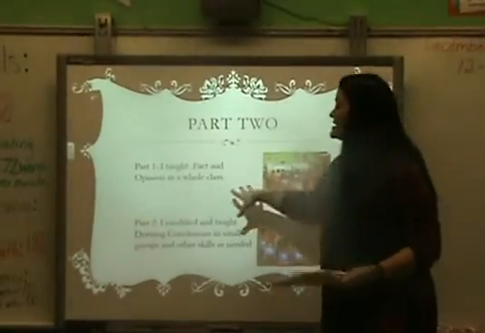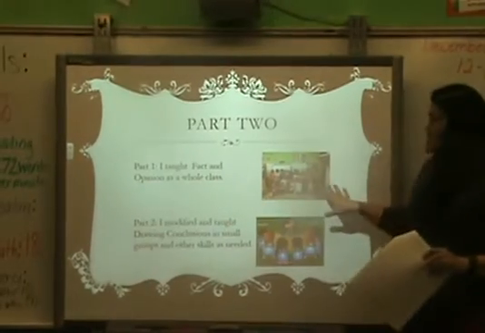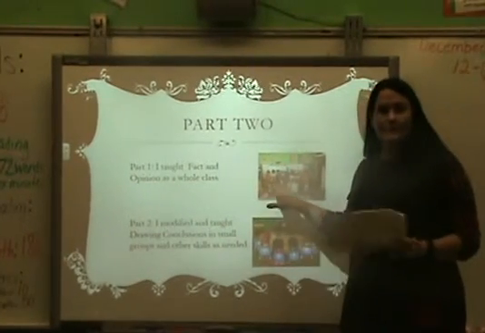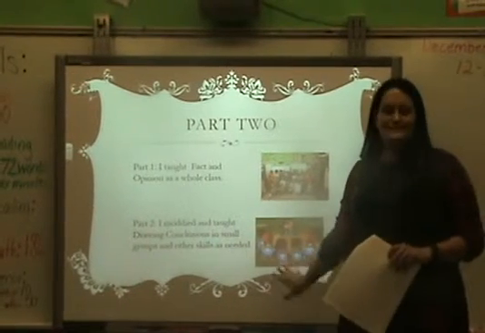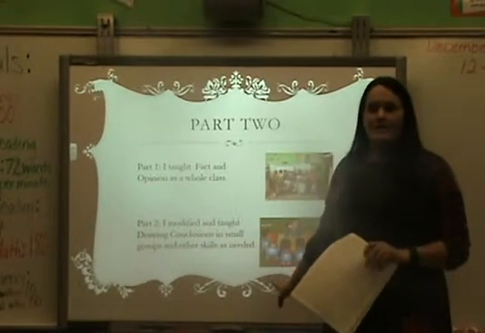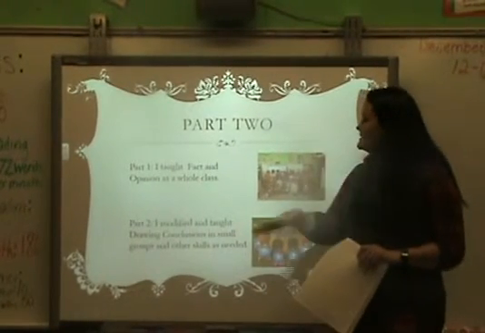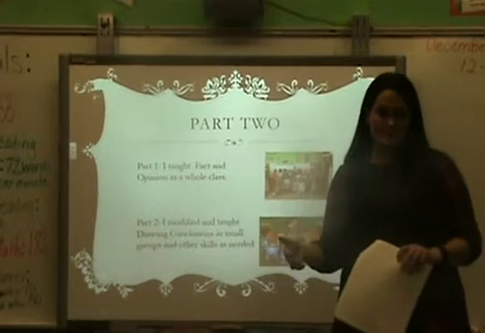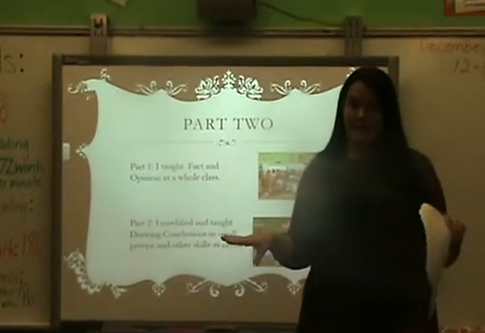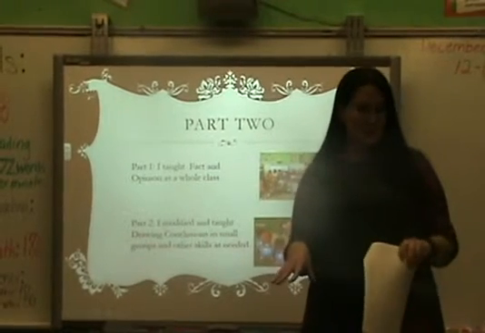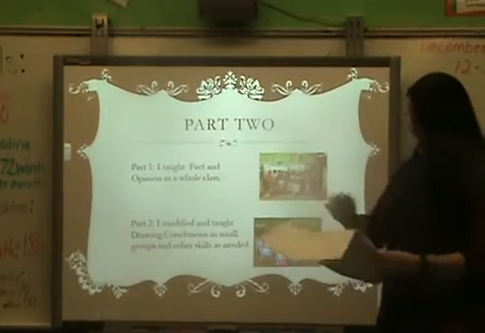So first, like I said, I taught fact and opinion as a whole group. But when I modified for my second week, I taught it in small groups. After I did my post-test, I saw that some of my students needed drawing conclusions. So I broke them into groups, and I differentiated into small groups instead of doing it all in whole group. That's how I modified it and changed it up.